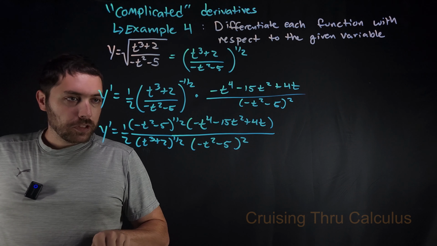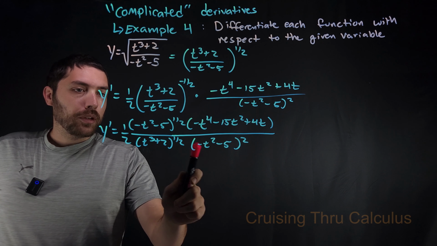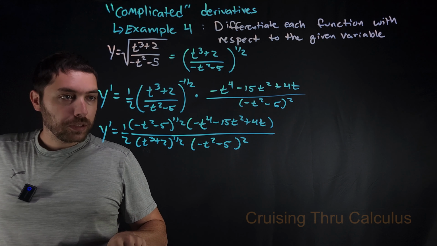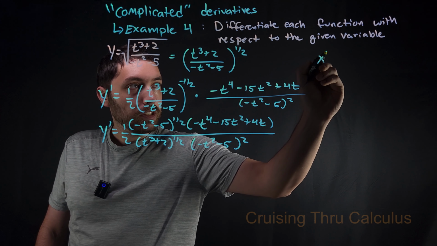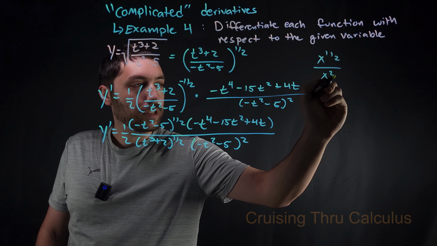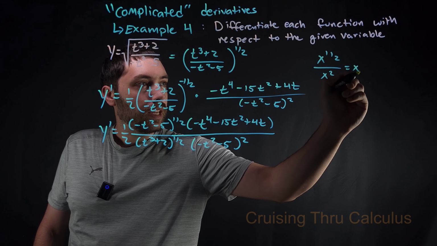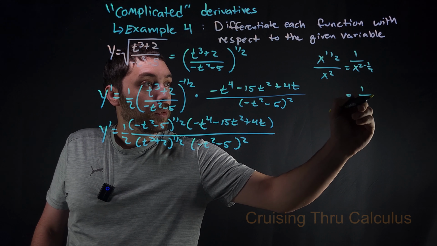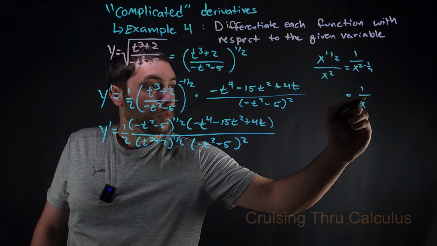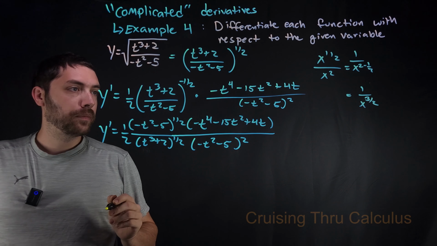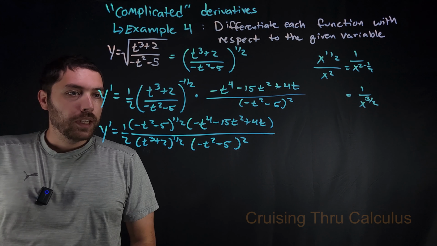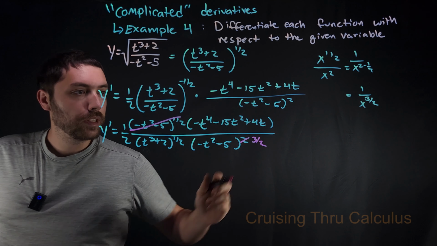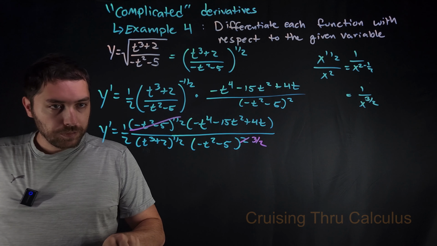In fact, there's another thing I notice. If you look in the numerator and denominator, we now have a negative t squared minus 5 to the power 1/2 and a negative t squared minus 5 squared. So imagine for a second that we had x to the 1/2 over x squared. That would be 1 over x to the 2 minus 1/2, which would be 3/2. So what's going to happen over here is that this piece will cancel with this piece here, and we'll be left with just 3/2.